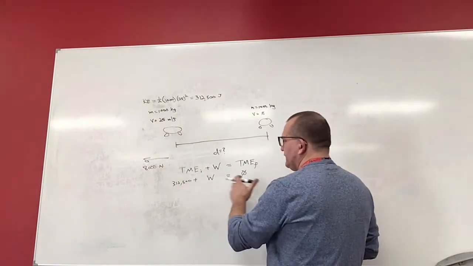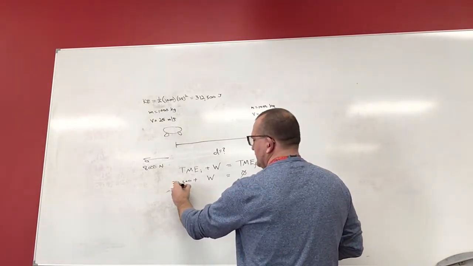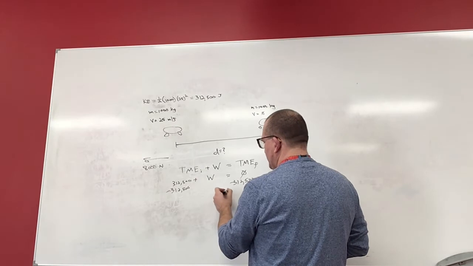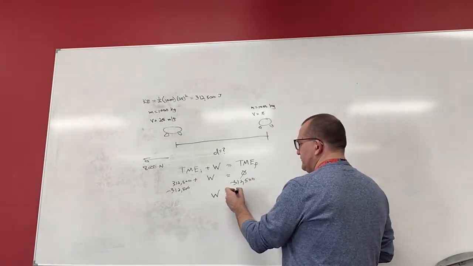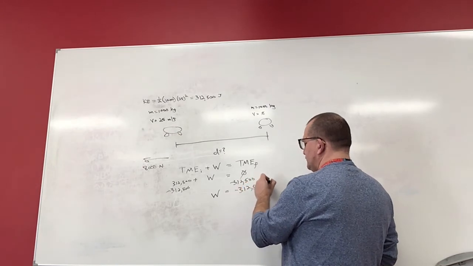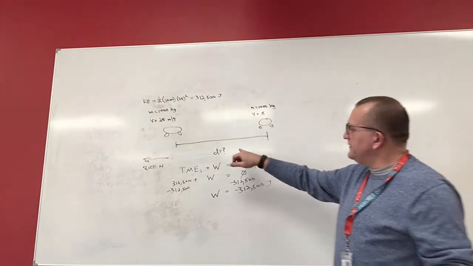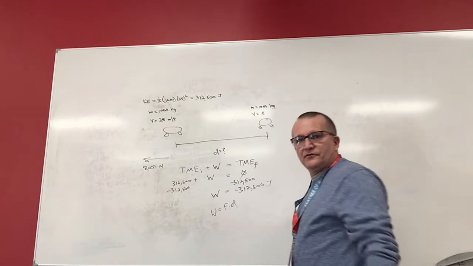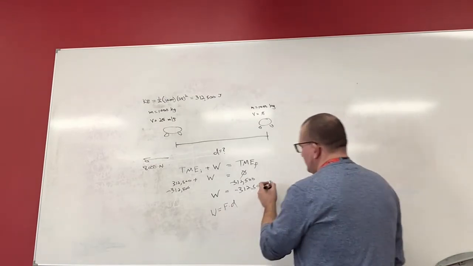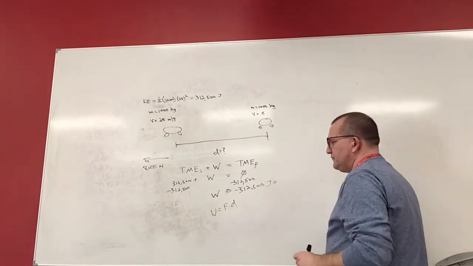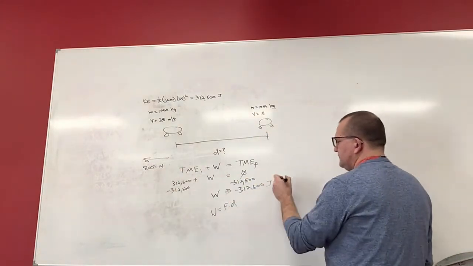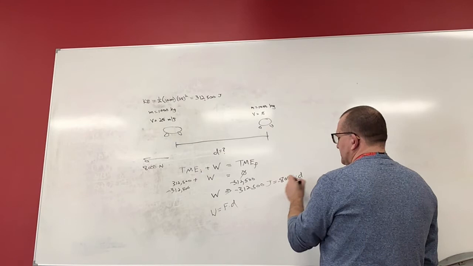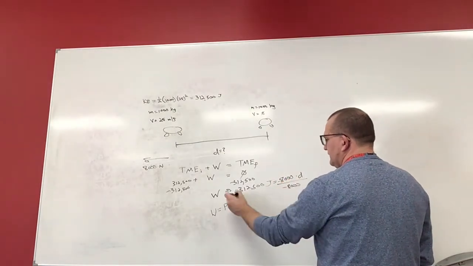So I'm going to bring this over, so I'm going to subtract 312,500 from each side. The amount of work that the brakes are doing is negative 312,500 joules. So that's how much work's being done. But we want to find distance. Work is equal to force times distance, right? So my work is equal to my force, which is negative 8,000 newtons because it's going that way, times my distance.